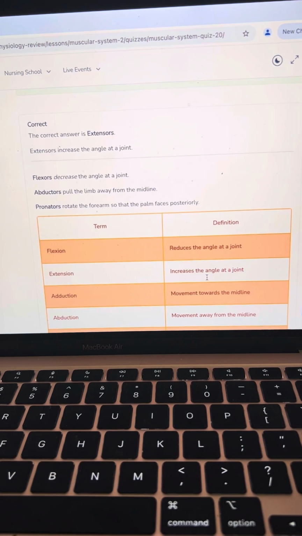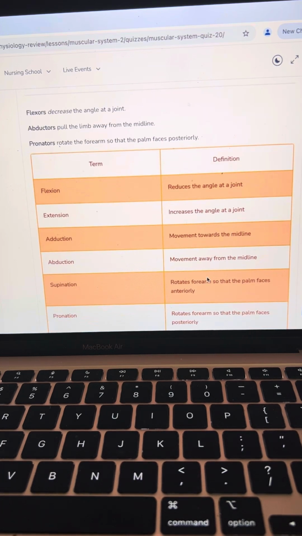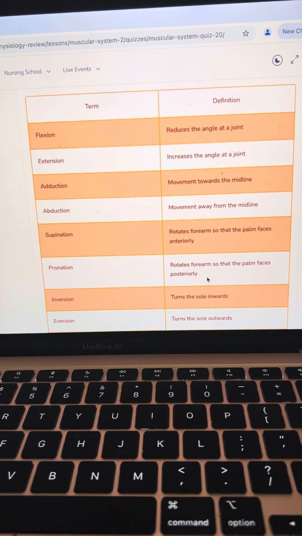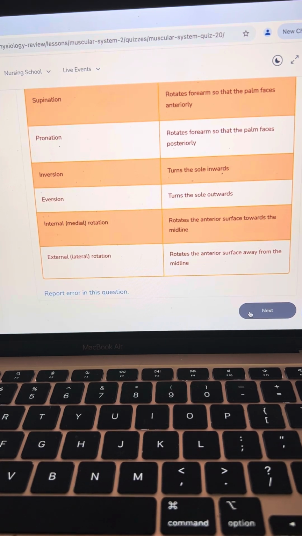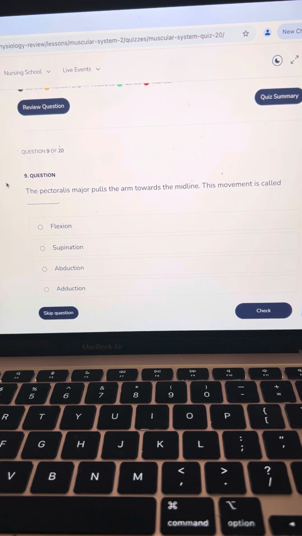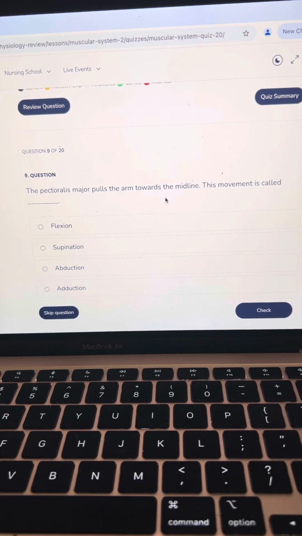And look at this list here. Make sure you all pause if you want to take notes. Okay, it tells you everything. All the different muscle movements: diversion, external, pronation, supination, everything's there. Okay, the pectoralis major pulls the arm towards the midline. That's your chest, those muscles there. They're pecs, and it's pulling the arm towards the midline.